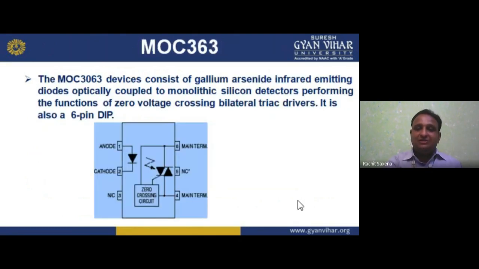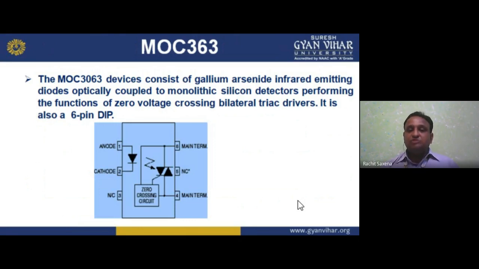I hope you understand. Now, MOC 3063. Previously we have studied MOC 3020, 3021, then the previous one. Then we have the MOC 3063. The MOC 3063 device consists of gallium arsenide infrared emitting diodes optically coupled to monolithic silicon detectors, performing the function of zero voltage crossing.